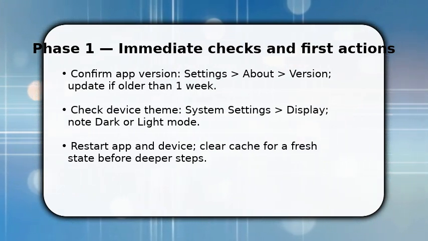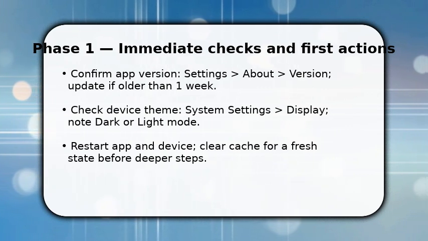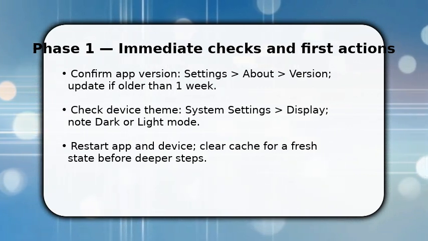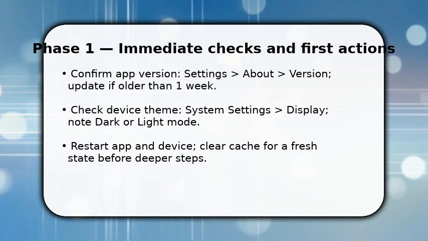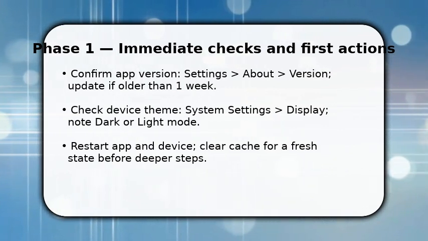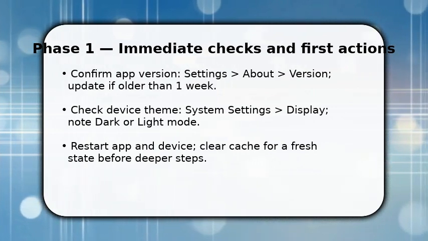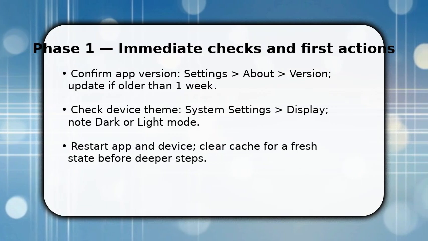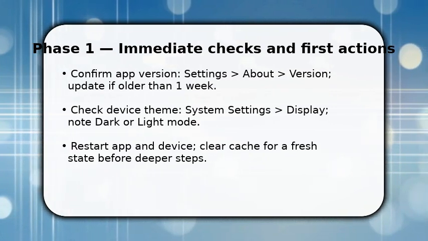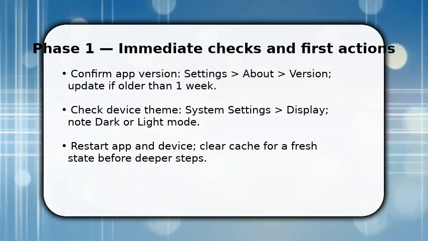Next, check your phone's system theme and display settings because Messenger can inherit system-wide dark or light mode. Once done, force close Messenger, clear its cache, and restart your device to remove transient state. These steps remove the most common causes quickly, so you can focus on deeper fixes if the problem persists.